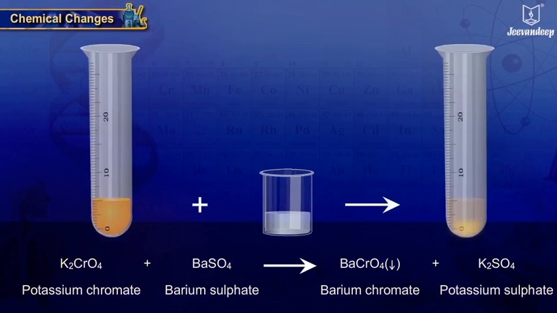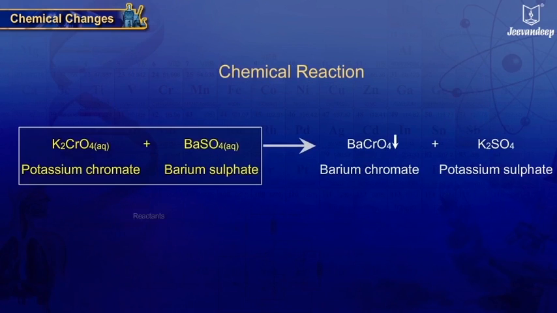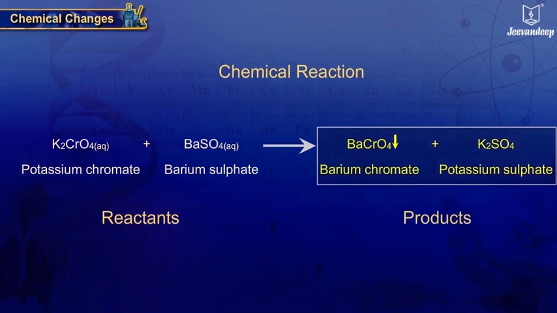Bright yellow solution of potassium chromate reacts with barium sulfate to give a yellow precipitate of barium chromate and a solution of potassium sulfate. Every chemical change results in a chemical reaction, which is represented by a chemical equation. The substances that undergo change are called reactants, and the substances formed at the end are the products of the reaction.